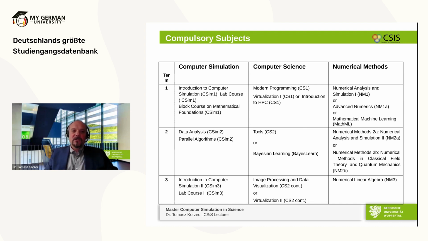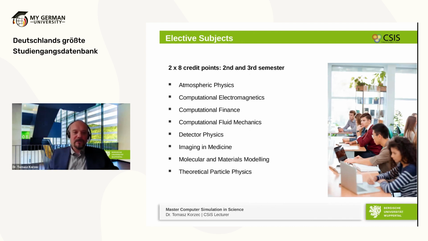And then you select your specialization. For this, you can choose out of the specializations listed here. We have atmospheric physics, computational electromagnetics, computational finance, computational fluid mechanics, detector physics, imaging in medicine, molecular and materials modeling, and theoretical particle physics. So very different specializations, and each of them come again with different choices. You have to gather 2 times 8 credit points from your specialization, but how you get those, there is a lot of choice.